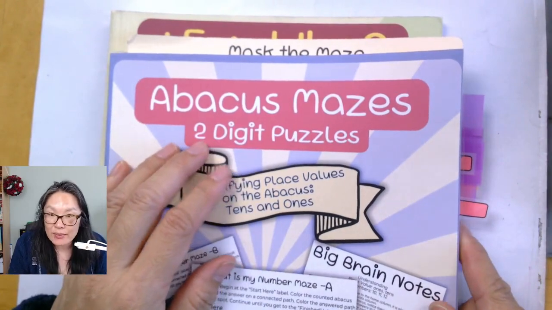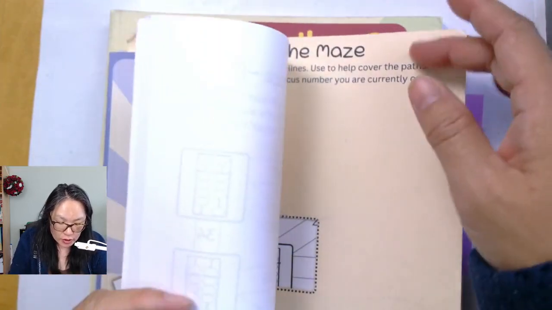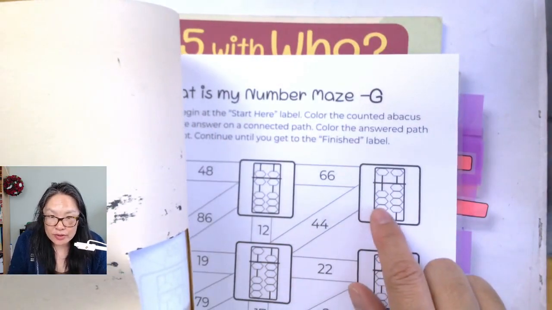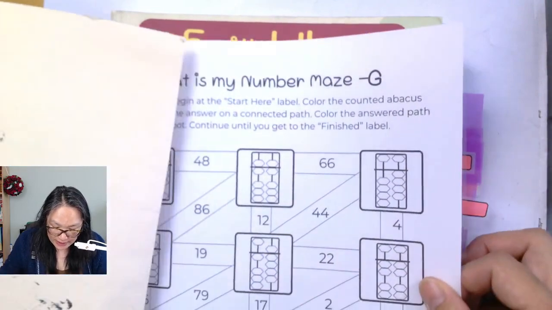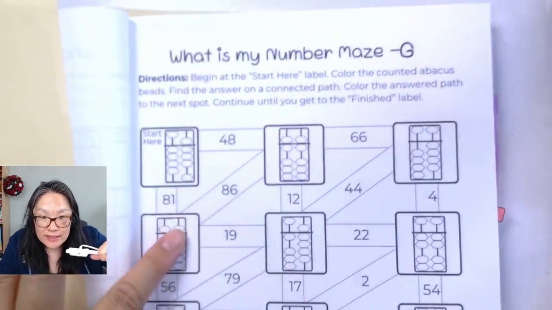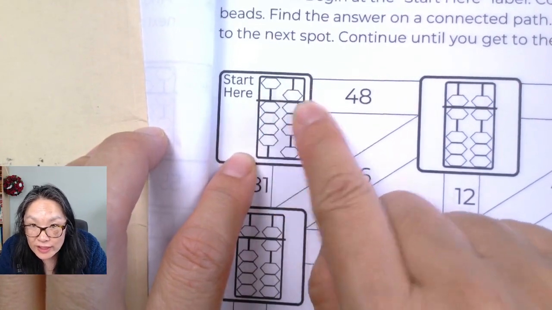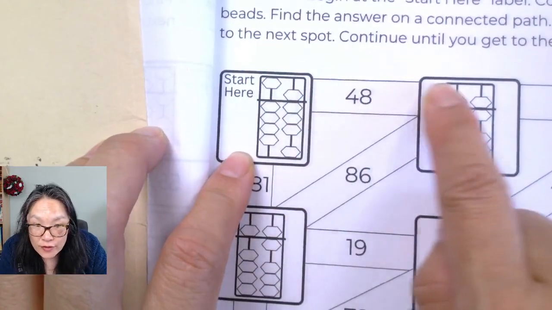Simbayan, I don't know if you wanted to look at this. This is an abacus maze. This means that we're just focusing on two-digit numbers. So again, it's another maze, but we go through it, and if you look at this maze, I don't know if you can see that, this is 48. So you just follow it.